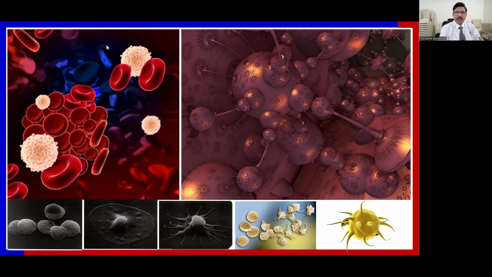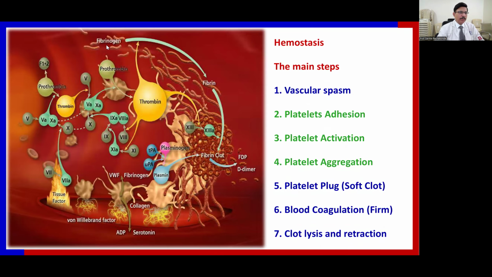Now, what is hemostasis? Hemo, blood, stasis, stopping. Hemostasis is stopping of the unnecessary blood oozing. What are the main steps? First one is vascular spasm. 2. Platelet adhesion. 3. Platelet activation. 4. Platelet aggregation. 5. Platelet plug or soft clot or white clot. Then blood coagulation, firm clot or red clot, and then clot lysis and retraction. These are the various steps.